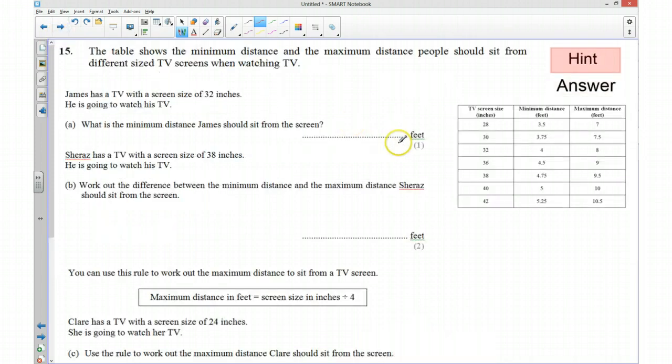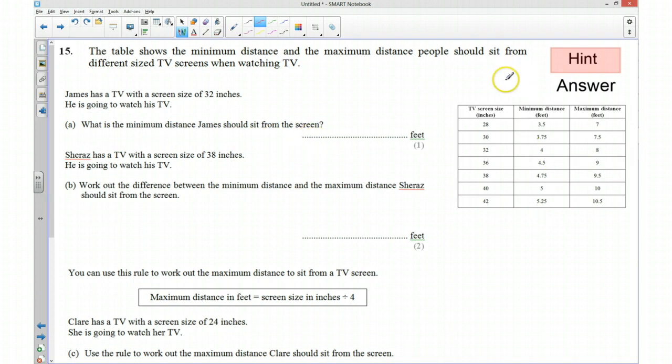Question 15. The table shows the minimum distance and maximum distance people should sit from different sized TV screens when watching TV. James has a TV with a screen size of 32 inches. He is going to watch his TV, great. Okay, so part A, what is the minimum distance James should sit from the screen?